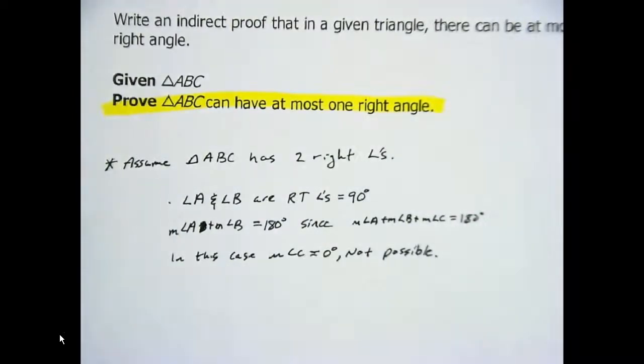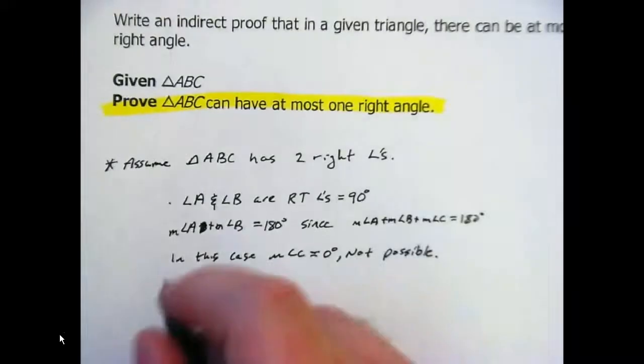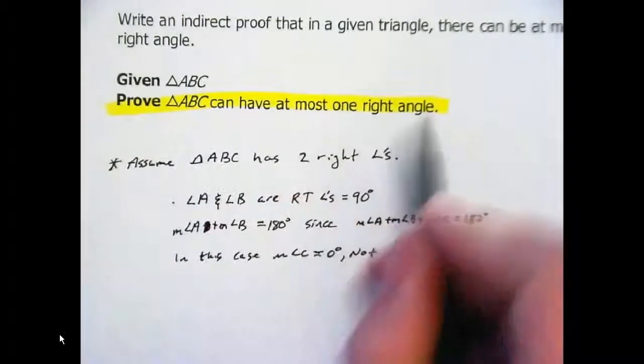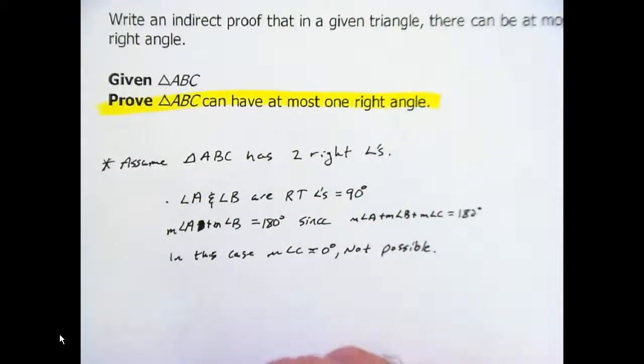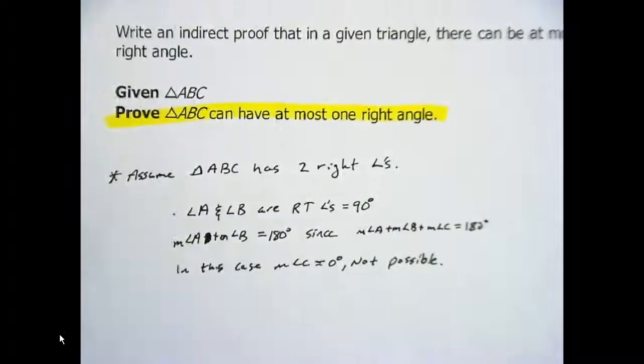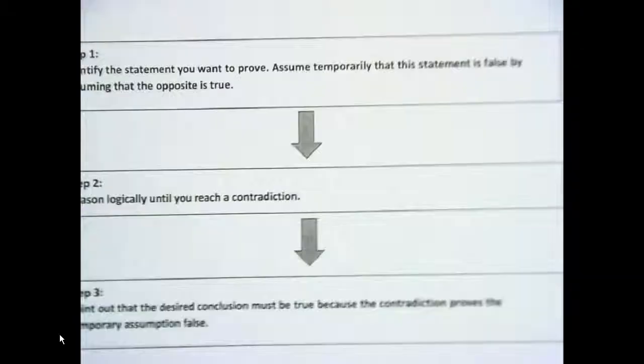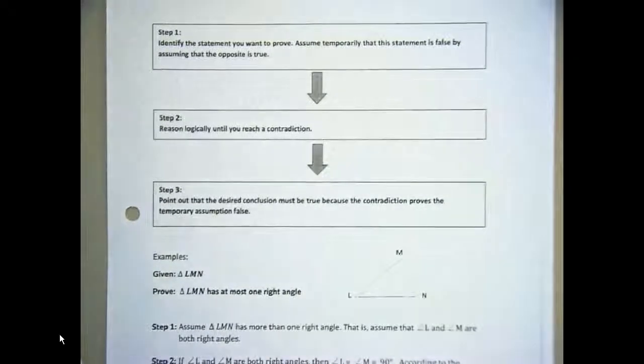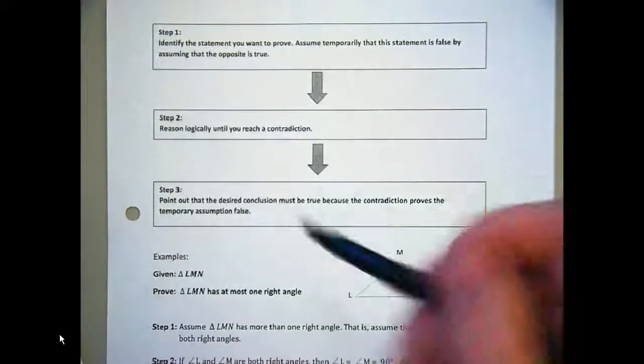Therefore, a triangle cannot have two angles that are 90 degrees. So by assuming triangle ABC has two right angles, we've been able to prove that that's false, meaning ABC can have at most one right angle. So our final, this will be the sheet I give you in a minute, but the steps you go through. Step 1, identify the statement you want to prove. Step 2, reason logically to a contradiction.